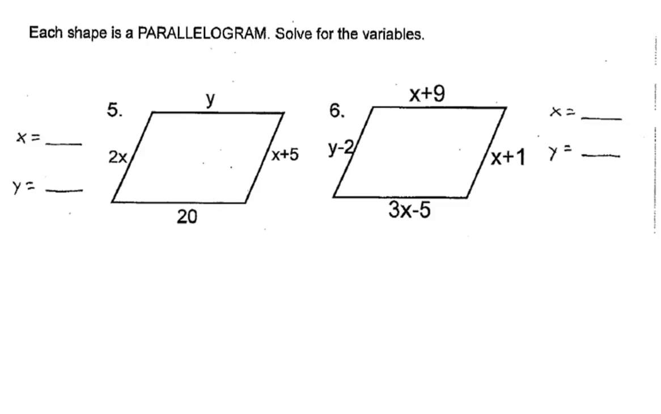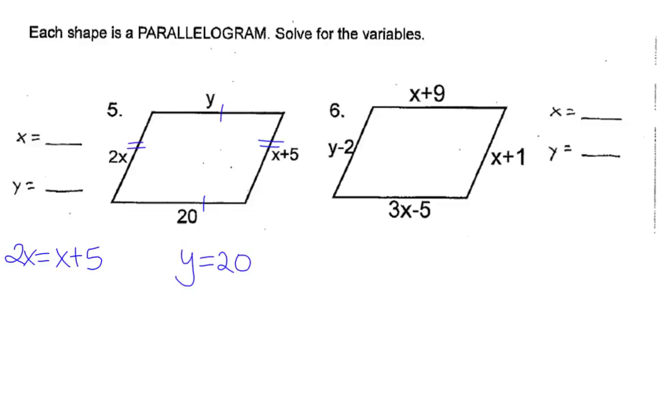Okay, let's look at number 5. Now, we're not looking at angles in this one. We're looking at actual side measures. What do I know about the opposite sides in a parallelogram? Well, they are congruent. Anytime two things are congruent, I can set them equal to each other. So I'm going to write 2 equations, setting them equal to each other.